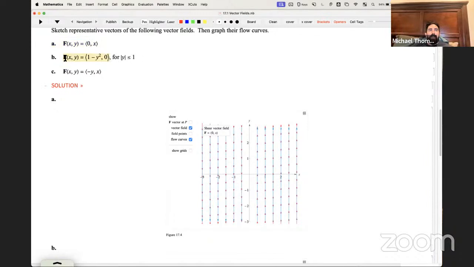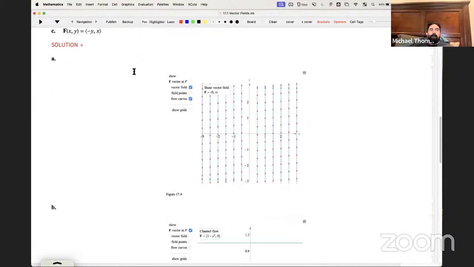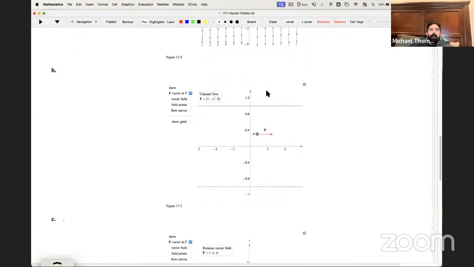This is also a two-dimensional vector field. We are putting this restriction that the magnitude of y is between -1 and 1. So what this means is we're only looking at the vector field in this region, so we can ignore everything above 1 and below -1. So let's graph the vector field. The first thing we want to do is set up some field points, and then we're going to graph some vectors at each one of these field points.